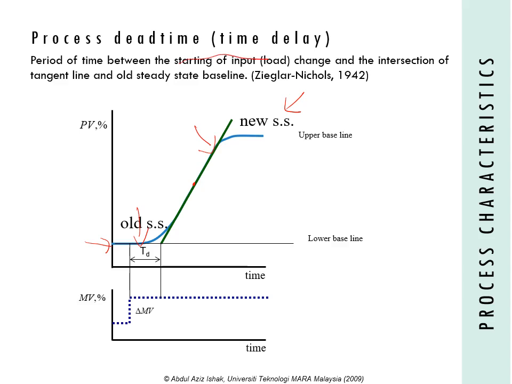In order to find the time delay, the time delay starts at the input load change. You refer to the step change input. So this is the point at which the input starts to change, and also the intersection of the tangent line and the old steady state baseline. So this is the intersection between these two, the tangent line and the old steady state line. So the range of time delay is between here, the starting point of the input change, and the intersection of the tangent and the old steady state baseline.